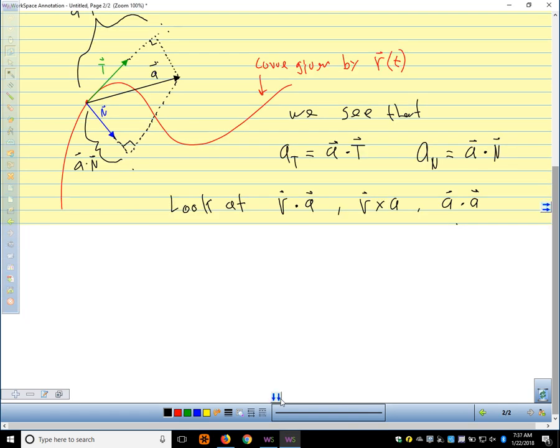Now, I'm not going to go through these calculations in class. They're not difficult, but they give us some information. I would highly encourage you to look at, I have a video. It's called 12.4 Derivations, where I go through the process of doing these various things to come up with other expressions for a sub t and a sub n.